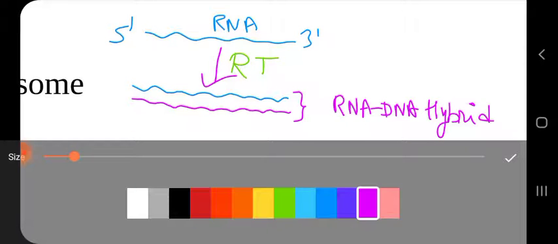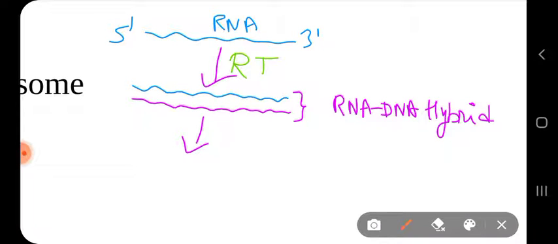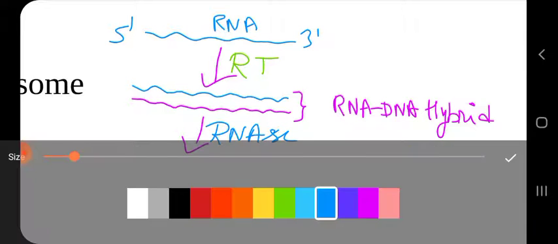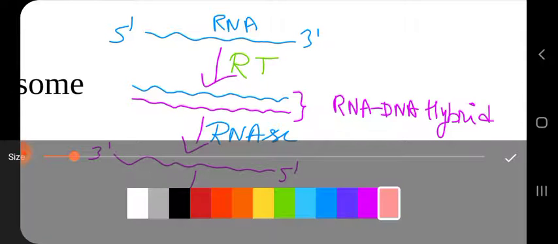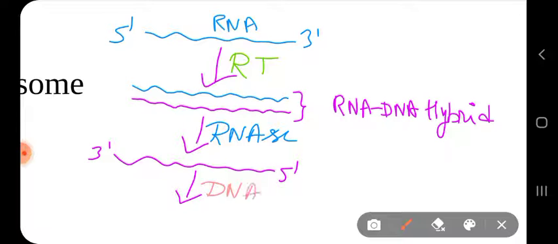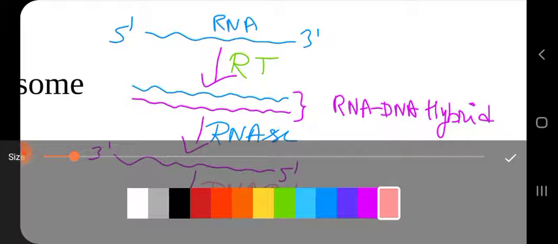Then, with the help of another enzyme called RNase, we will remove the whole RNA. So we are left with DNA only. And then again, with the help of an enzyme called DNA polymerase, I'm writing it as DNA pol, we will make double stranded DNA.